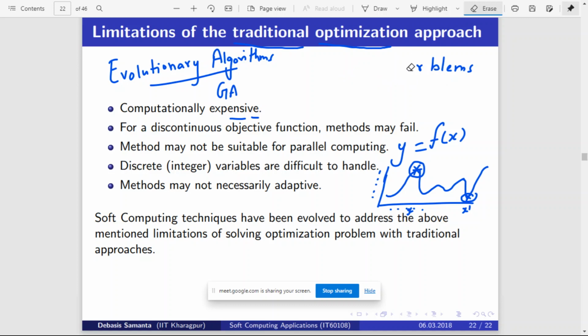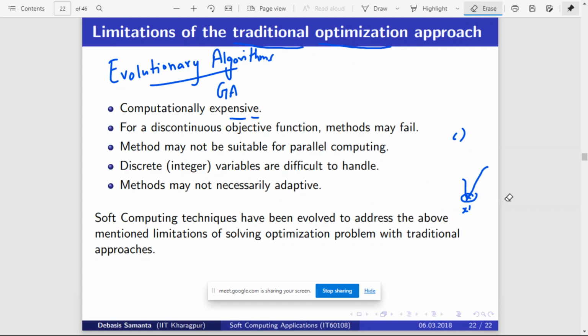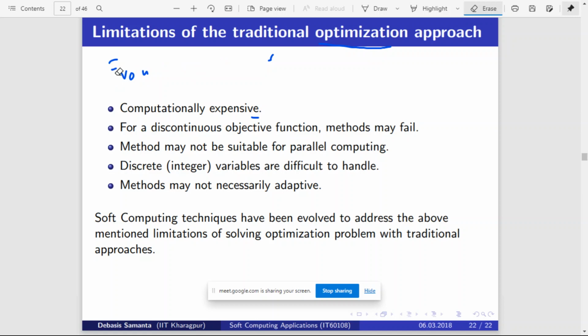Coming to genetic algorithm, genetic algorithms are used to solve optimization problems, right? Not only genetic algorithms, all the three approaches we are discussing, like fuzzy logic, genetic algorithm, and neural networks, are basically used to solve optimization problems. But here we are going to discuss such real world problems which cannot be solved using traditional optimization approaches.